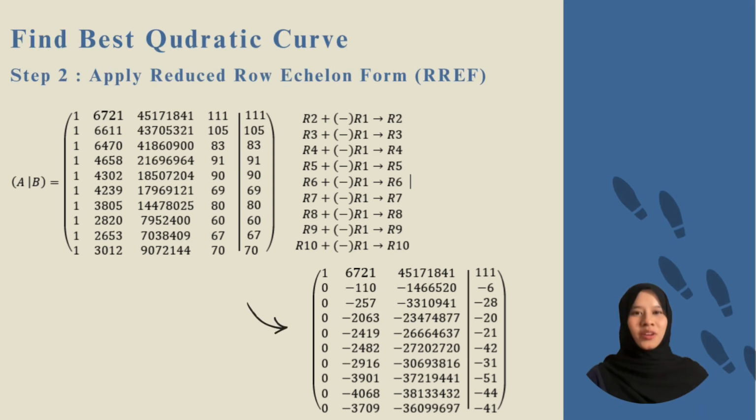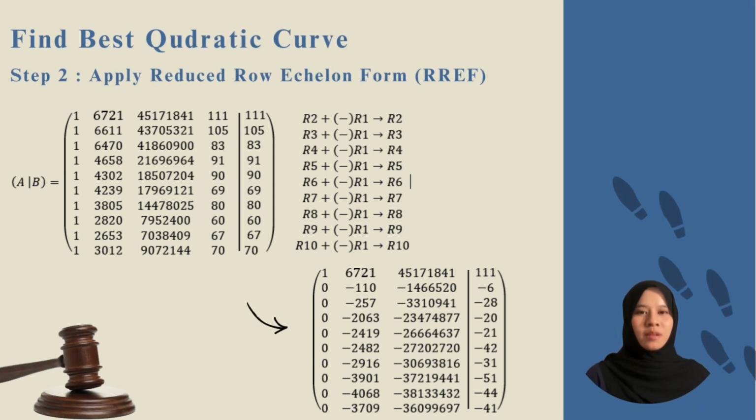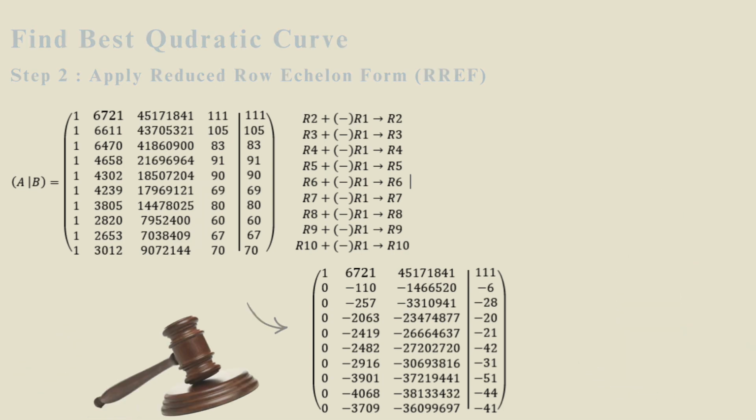Our goal is to make all the entries below each leading one become 0. First, we focus on the first column to make all entries below row 1 zero. To do this, we subtract row 1 from every other row. So, after the operation, the first column now has 1 on top and all 0 below.